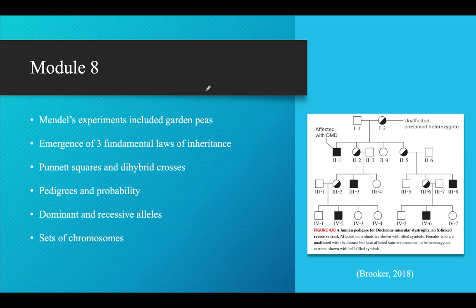Pedigrees essentially allow us to easily follow through the generations and see how certain mutations are correlated to certain things, like sex-linked mutations or dominant and recessive mutations. So not all mutations are recessive. Some can be dominant, and that can be easily interpreted through pedigrees.